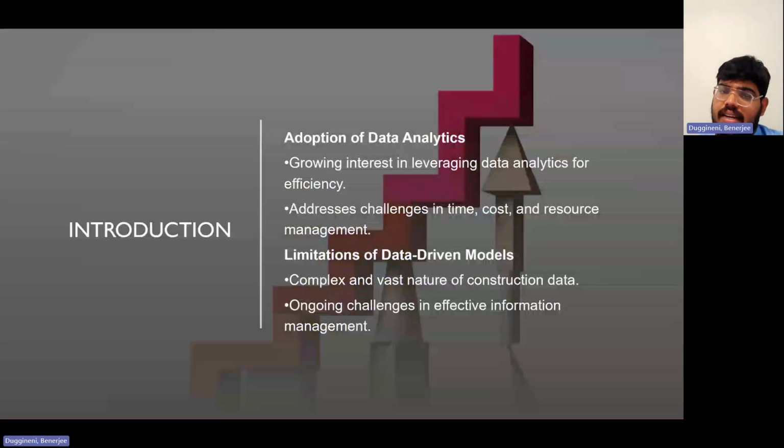Coming to the adoption of data analytics in the construction industry, at present it is one of the key factors in reducing the cost and the time, if we use it in the proper way. There is a growing interest in leveraging data analytics for efficiency, addressing various challenges over time, like time, cost and resource management. There are limitations for data driven models, like the complex and vast nature of construction data, and there are ongoing challenges in effective information management.